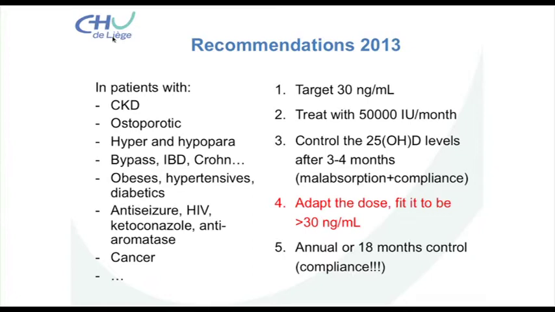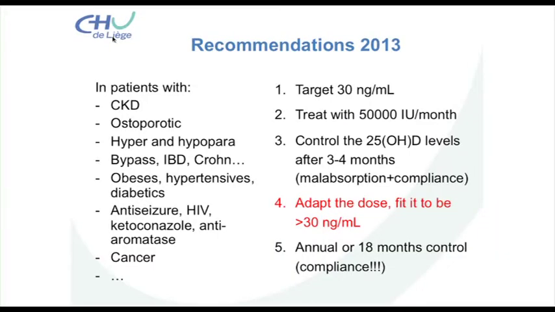In which patients should we monitor? Because we know that if we do not reach a certain level, we are not efficient with our treatment. In CKD patients, osteoporotic patients, hyper and hypoparathyroid patients, obese patients having a bypass, lots of patients are very deficient in vitamin D. HIV, as already mentioned, cancer and things like this. We should target 30 nanogram per ml. Whatever the way, you have to target 30, and you have to control that your patient is at 30 nanogram per ml. So we are really talking about monitoring. You give the treatment, you monitor the answer.